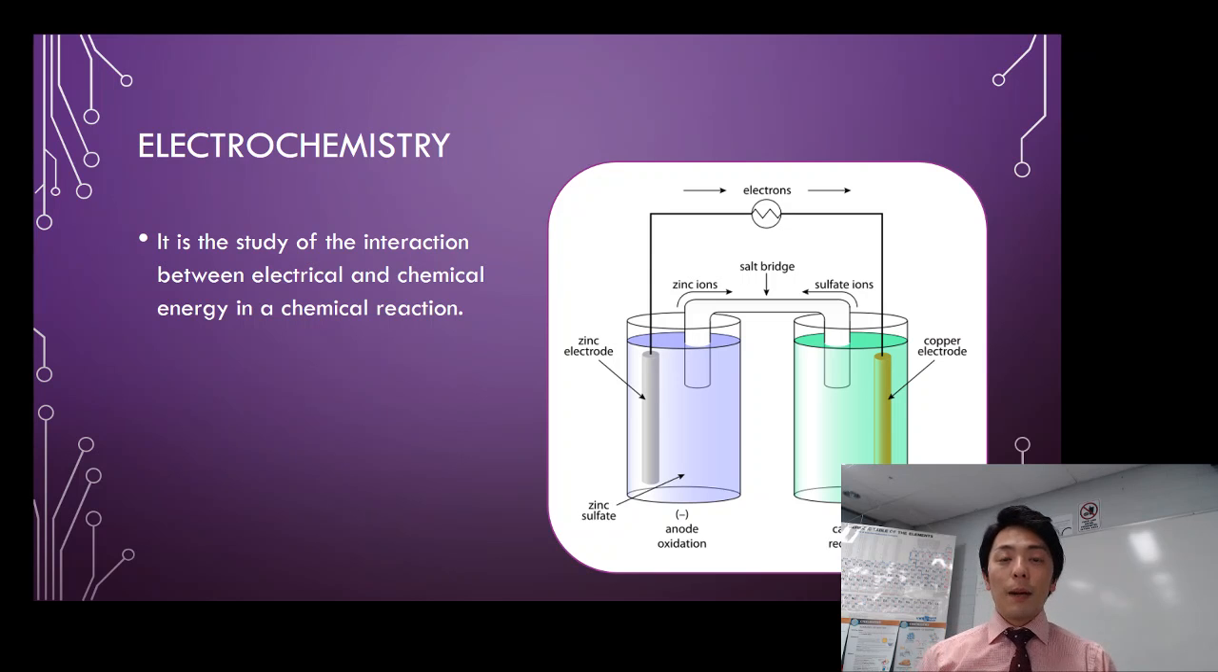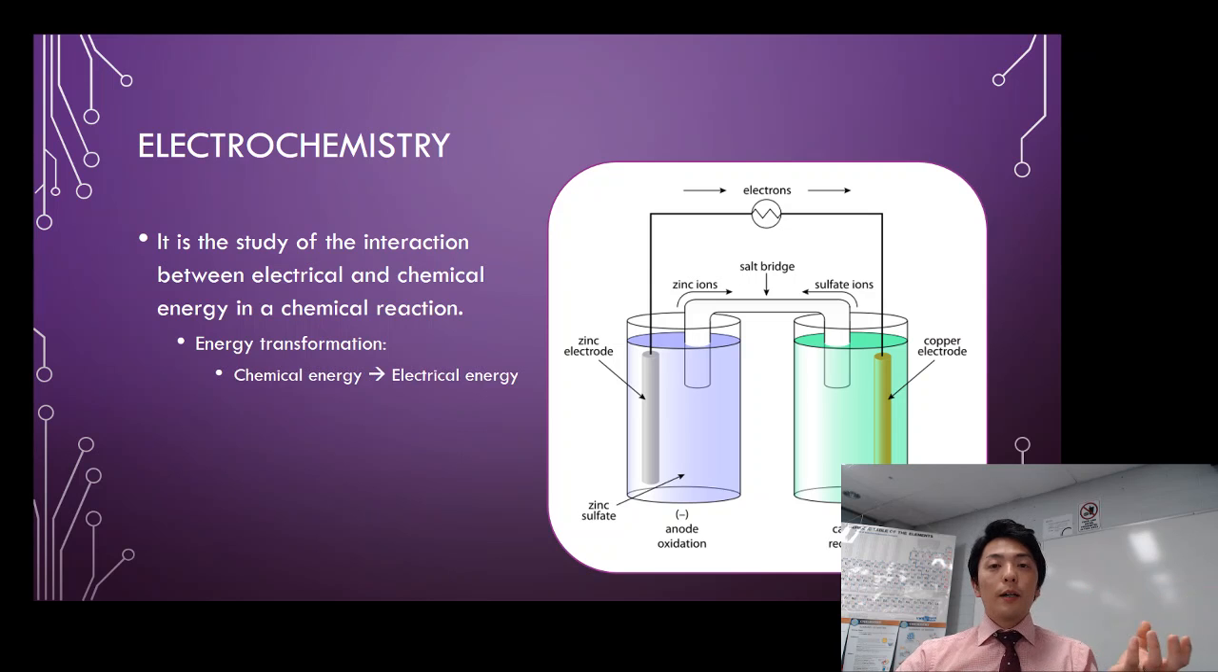let's just look at the definition, which is it is a study of the interaction between electrical and chemical energy in a chemical reaction. So if you have got chemicals, you can then convert chemical energy into electrical energy, and if you apply some electrical energy, you can cause some chemical reaction to store that energy. So yeah, electrochemistry is to do with energy transfer.